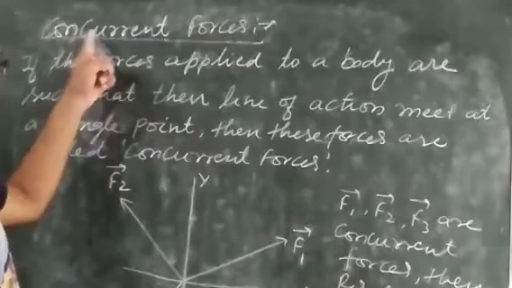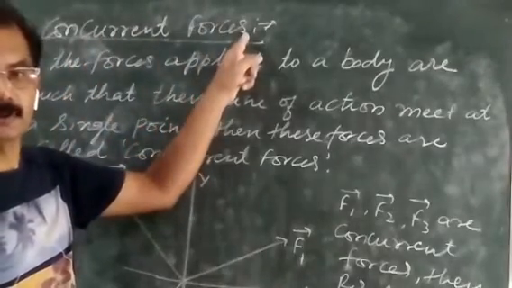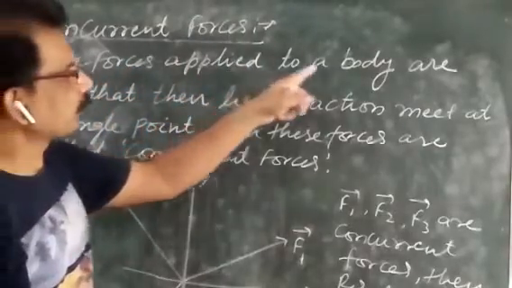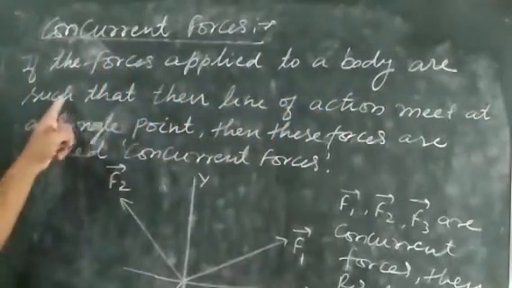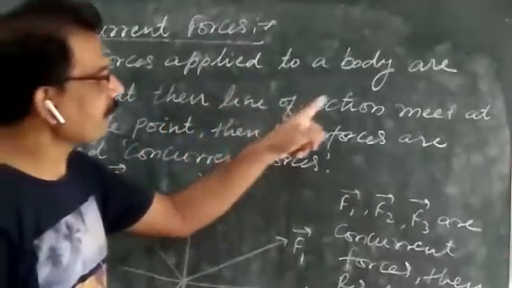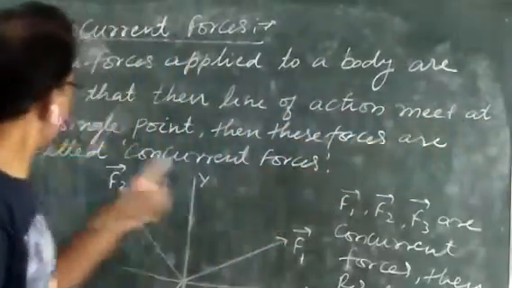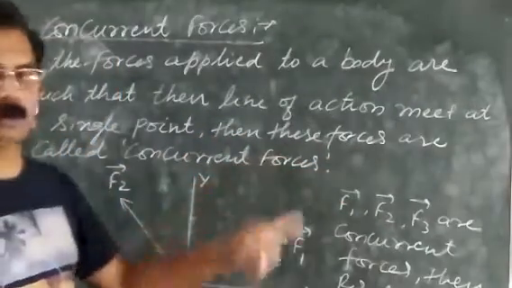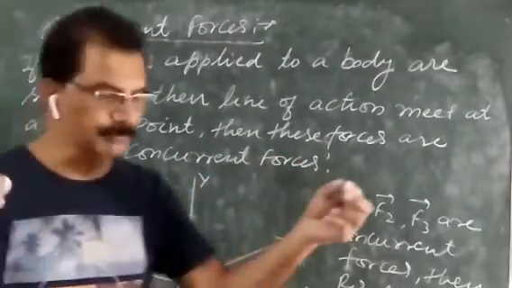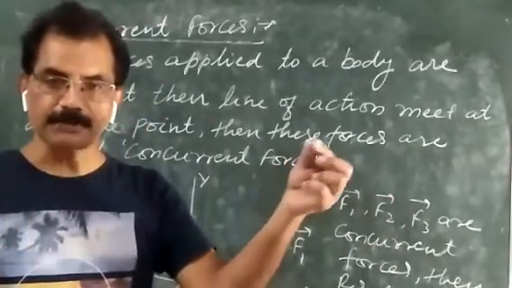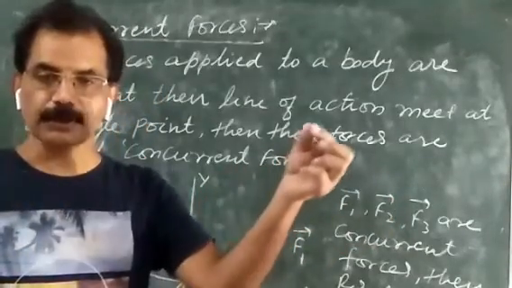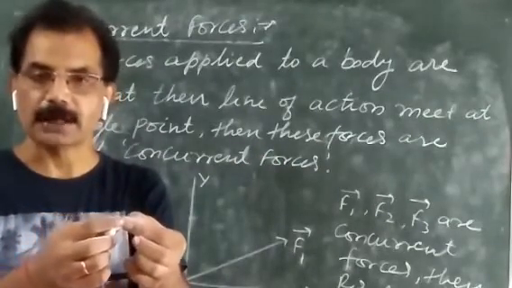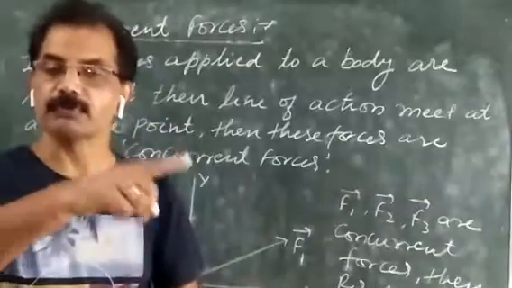Now the next topic is concurrent forces, and by definition, if the forces applied to a body are such that their lines of action meet at a single point, then these forces are called concurrent forces. अगर किसी बॉडी पे कई फोर्सेस काम कर रहे हों लेकिन सब फोर्स एक ही पॉइंट से काम कर रहे हों, तो आप क्या कहेंगे? ये सारे फोर्सेस कौन से फोर्स कहलाएंगे?